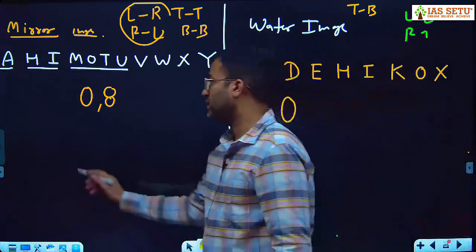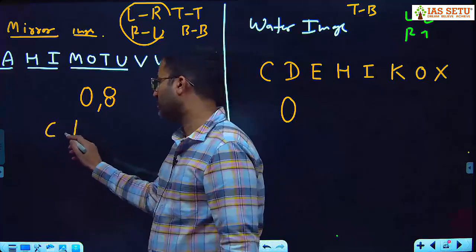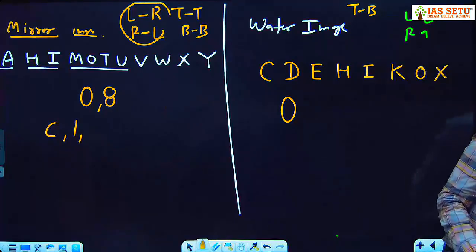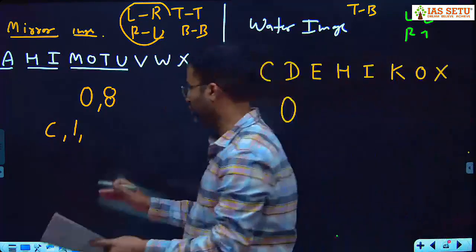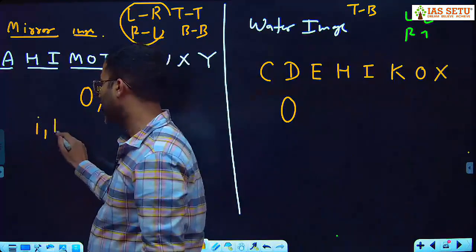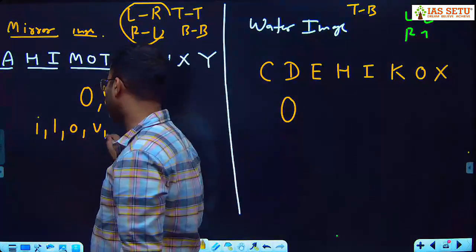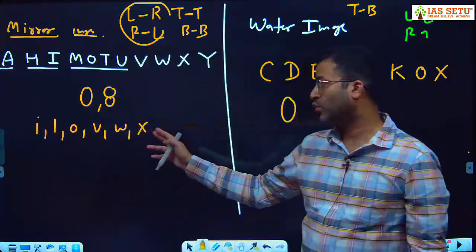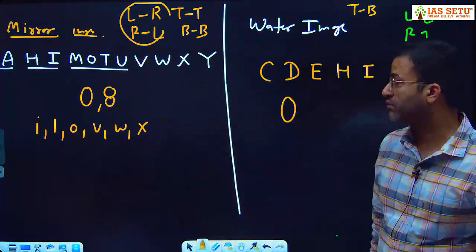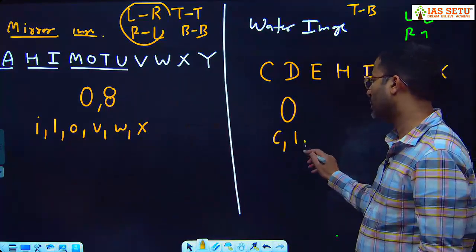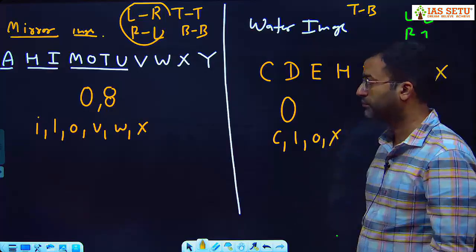Now next is small abcd. छोटी ABCD. C, L, I भी है यहाँ पे. Sorry, for mirror image, my mistake. You write I, L, O, V, W, X. Small i, l, o, v, w, x. These have the same mirror image. Water image में small c, small l, small o, small x. It is L.